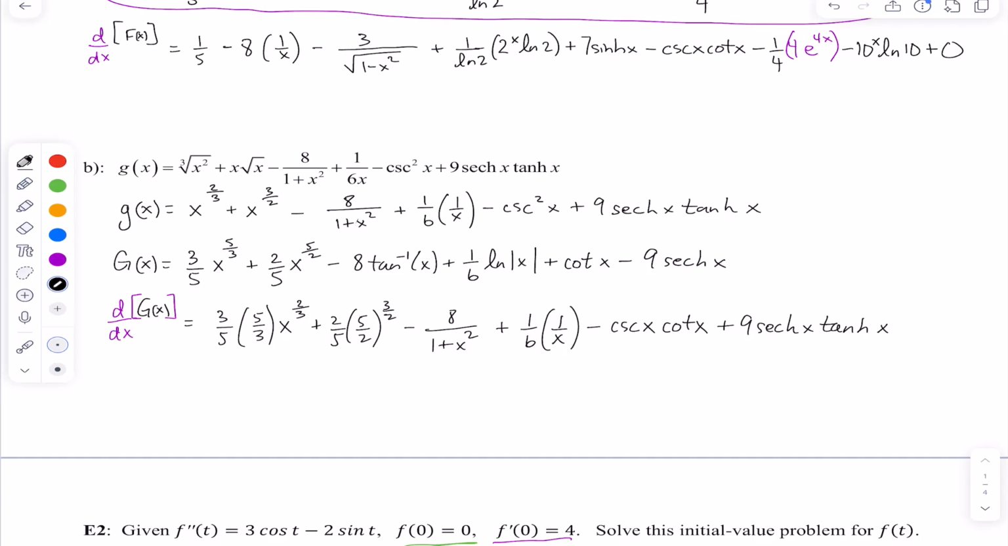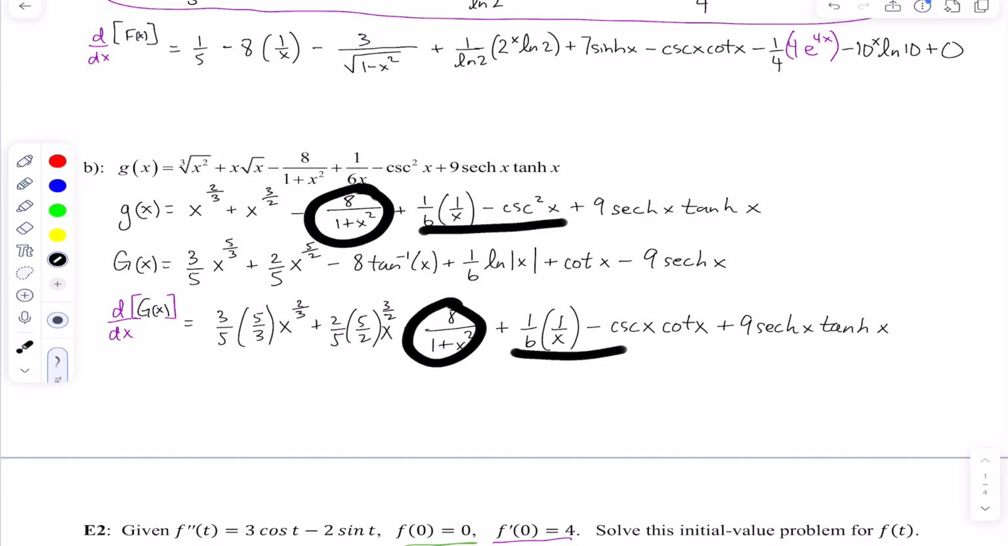And notice these are our basic differentiation rules. Let's see if this first term matches. Yes, it does. This does not match. We need to figure out what's missing there. There it goes. And notice everything else is matching up.